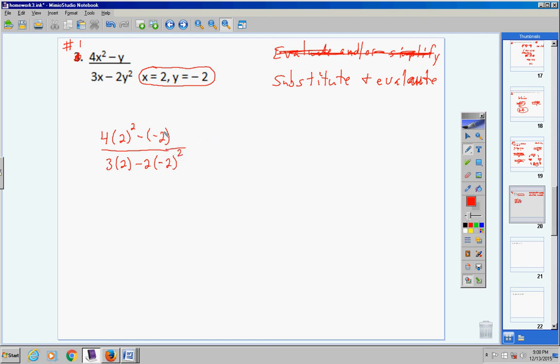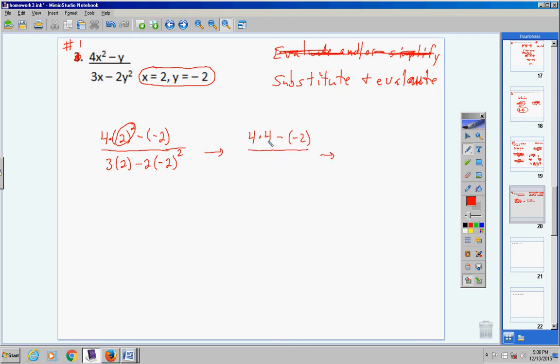Now, don't let this big fraction overwhelm you. Simplify the top and then worry about the bottom later. So, do you multiply the 4 and the 2 first, or do you do your power first? Well, you do your power first. So I have 2 squared is 4, so I have 4 times 4, because look, guys, I square the 2. 2 times 2 is 4, and they're multiplying right here. So I have 4 times 4, and then negative 2. I'm not worried about the denominator right now.